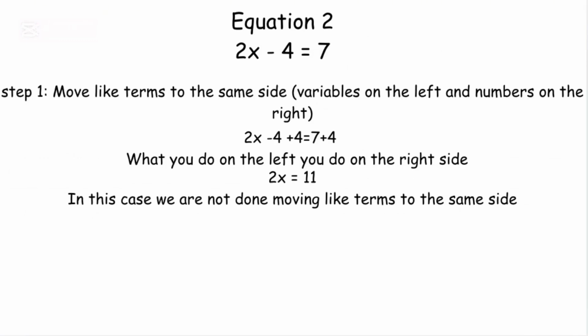Moving to equation 2. Now we have 2x minus 4 equals 7. Remember, the first step is to move like terms to the same side, variables on the left and numbers on the right. You can do it either way. So in an attempt to move like terms to the same side, we will say 2x minus 4 plus 4 equals 7 plus 4. The reason we are adding 4 is to eliminate the 4 on the left hand side. But remember, what you do on the left, you also do on the right. So we'll be left with 2x equals 11.